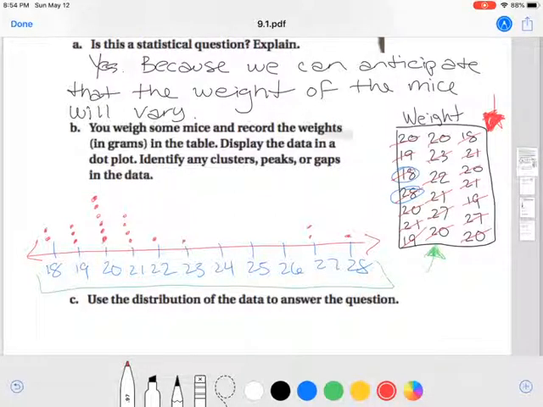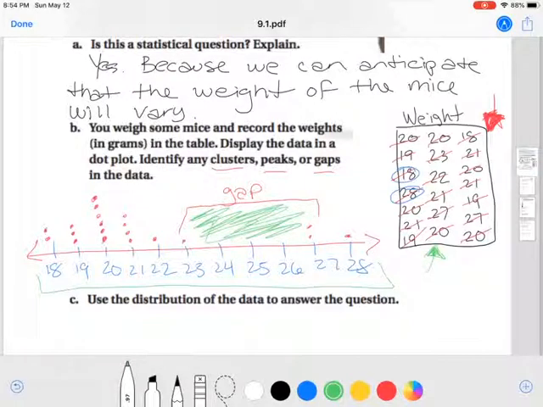So now that we have displayed our data, it asks us to identify clusters, peaks, and gaps. The first thing that I think is the easiest to identify is our gaps. One big gap that I see is right here from 23 to 27. This means that there's nothing represented, no numbers represented all the way throughout here. So that's a gap in between the data that we displayed. A peak, I always like to think if you ever see mountains, if you see a big peak, it's the tallest mountain out there. So our peak right here is this 20.